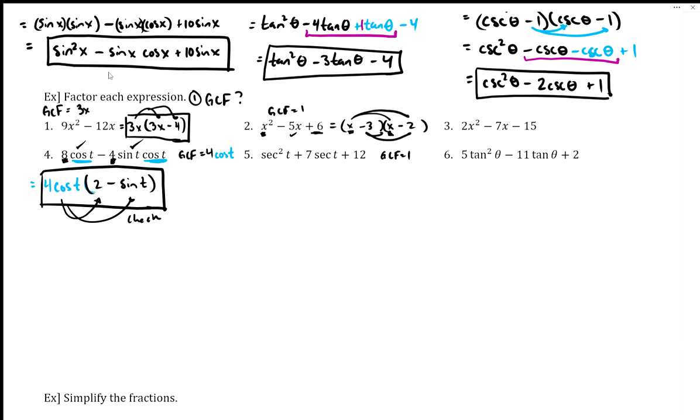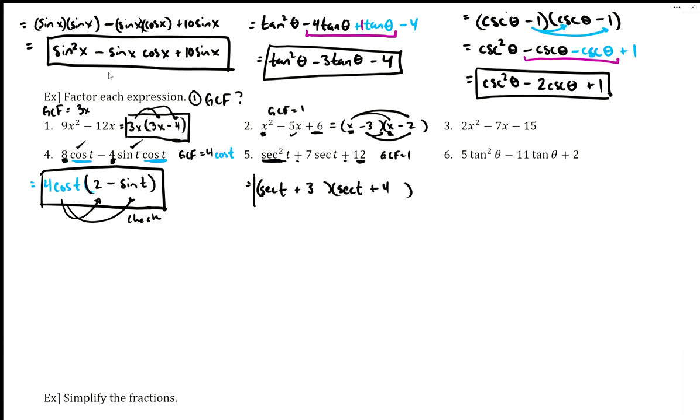Well, if it has 3 terms with a square involved, it probably factors into 2 binomials, where the first term, I'm thinking, well, what times what is secant squared of t? Well, secant of t times itself would be secant squared of t. And then both of these are plus signs, so that makes this a little easier. You're just thinking, okay, what terms that you can multiply together to get 12 would also add up to 7? Well, plus 3 and plus 4.